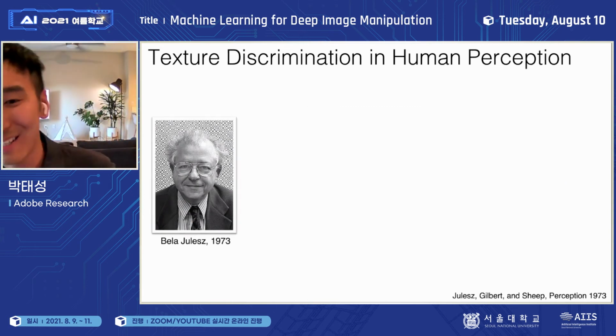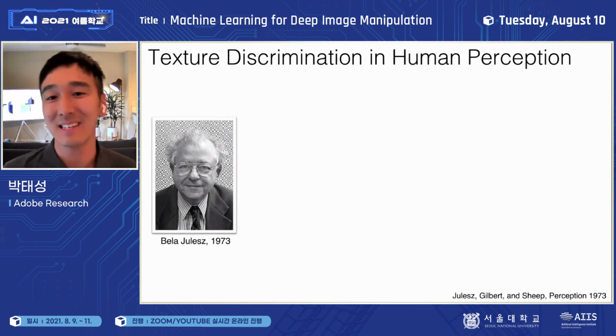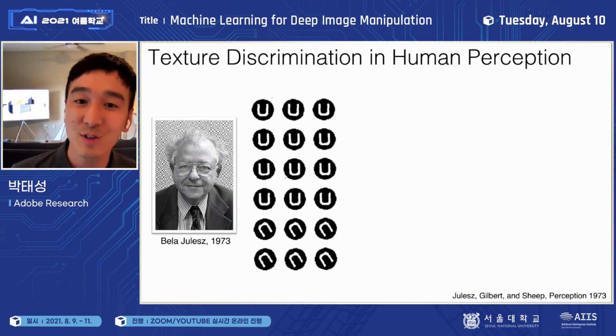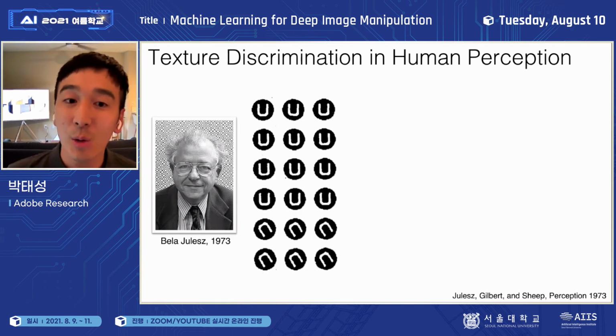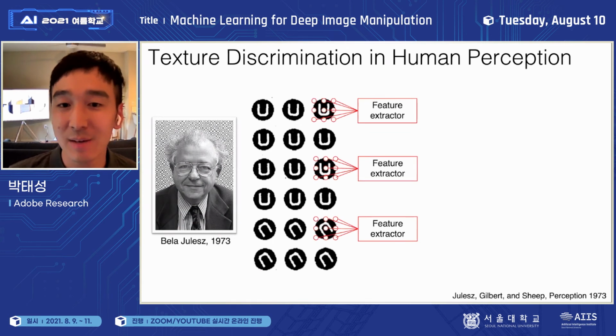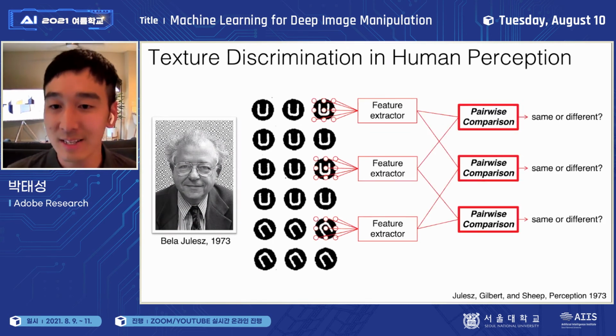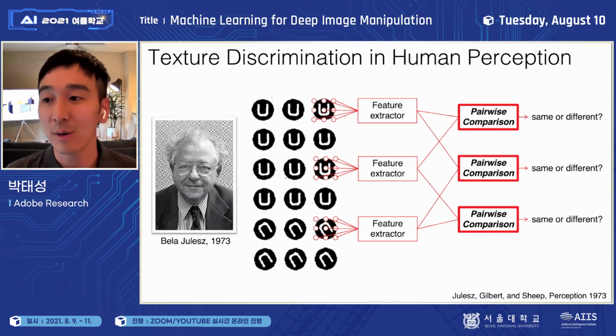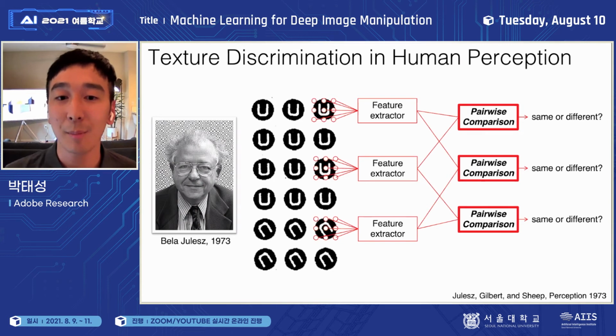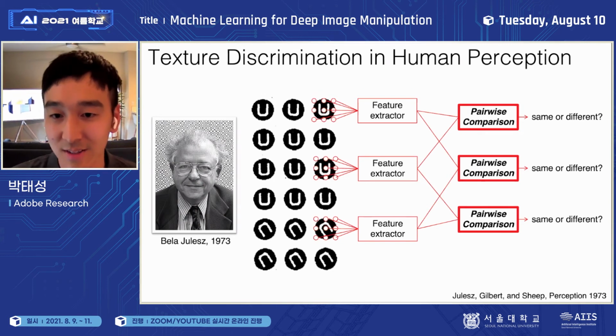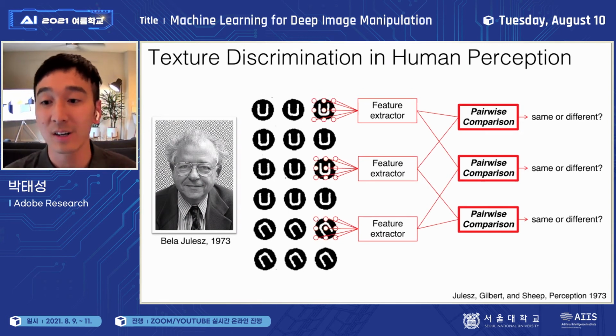After these series of fascinating studies, he concludes that texture discrimination in human perception works by first extracting basic local features and then performing pairwise comparison of these features to tell if the patterns are the same. In other words, we should be able to set up a pairwise comparison test to see if the two patterns are the same texture.